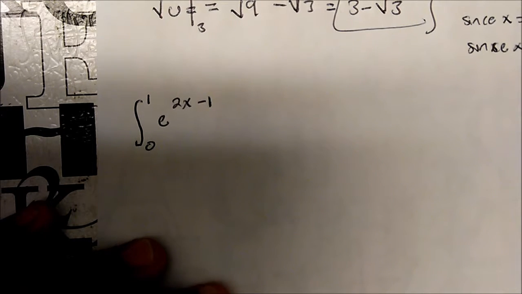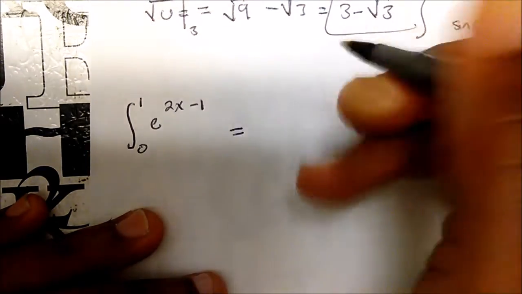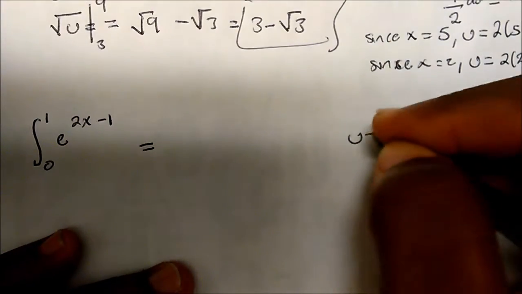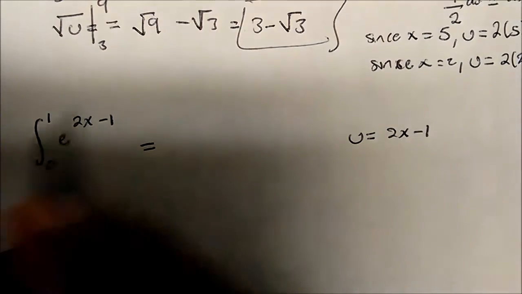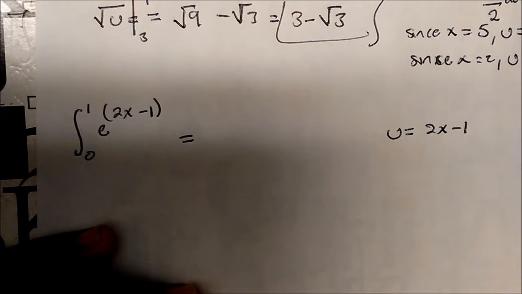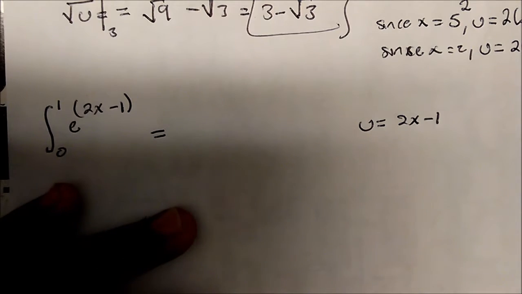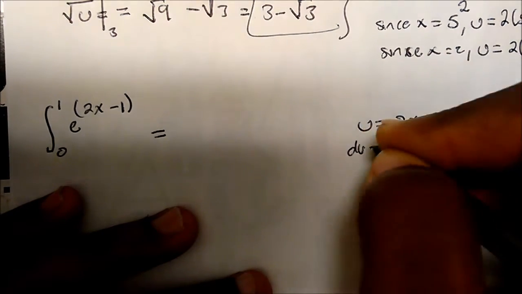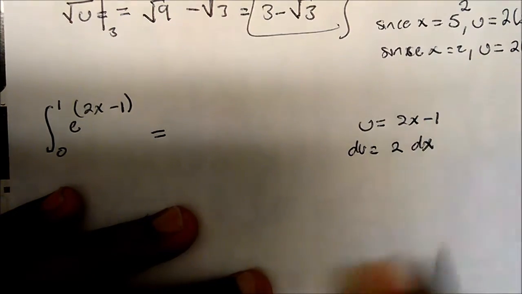How about this? The integral from 0 to 1 of e to the 2x minus 1. Well, again, my u in this case will be 2x minus 1. And how do I know that? A lot of times when you're dealing with exponential functions, your u will most likely be the thing that's up in the exponent. Just keep that in mind. So my u is equal to 2x minus 1, and my du will just be 2 dx.